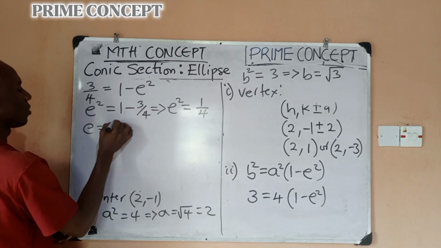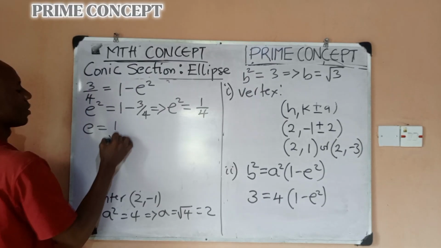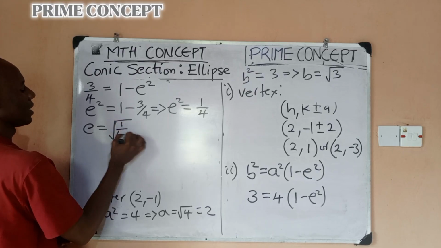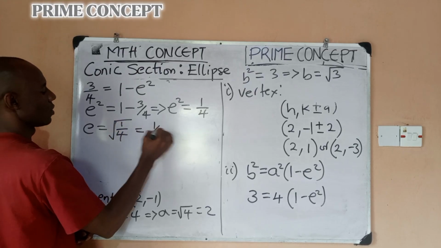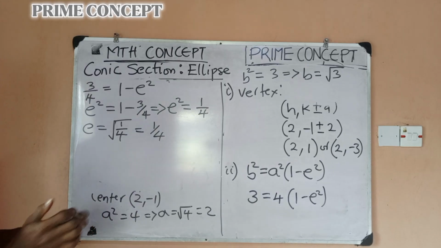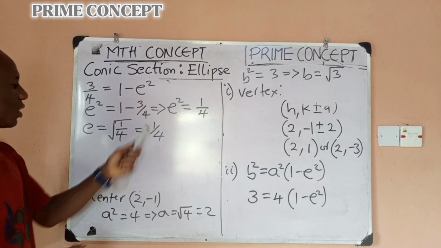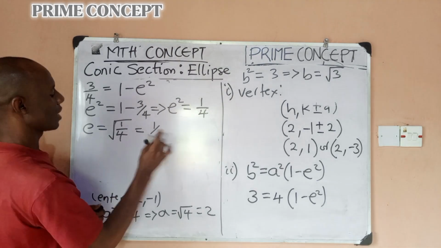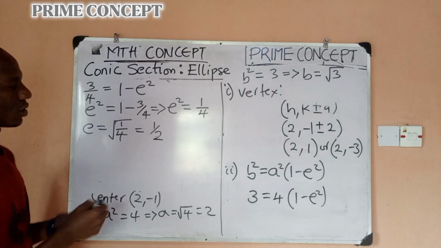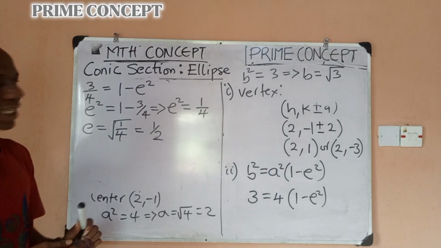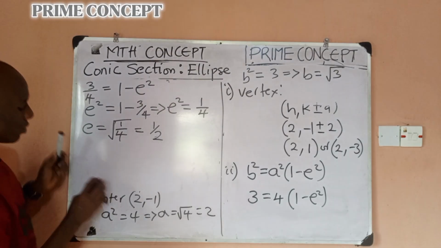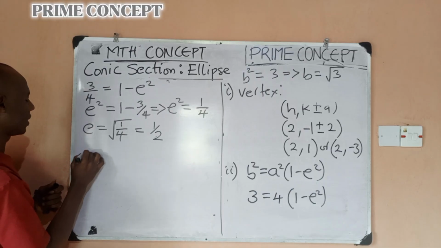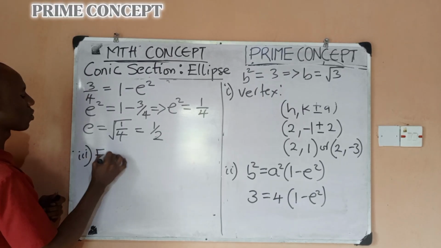So that e becomes the square root of 1 divided by 4, which is 1 over 4. Of course, I can still say plus or minus, because I'll still need it. So e is plus or minus 1 over 2, because the square root of 4 is 2. So this is my eccentricity. So I've been able to get that. Now the next thing I want to get, number 3, is my focus.